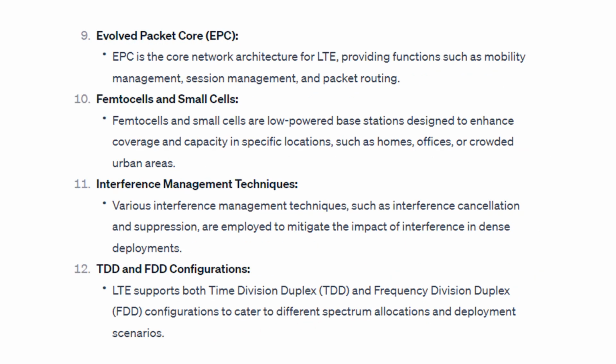The technologies used for LTE are also evolved packet core, which is a core network architecture for LTE, providing functions such as mobility management, session management, and packet routing. Femtocells and small cells are also the technologies used for LTE, which are low powered base stations designed to enhance coverage and capacity in specific locations such as homes, offices, or crowded urban areas.